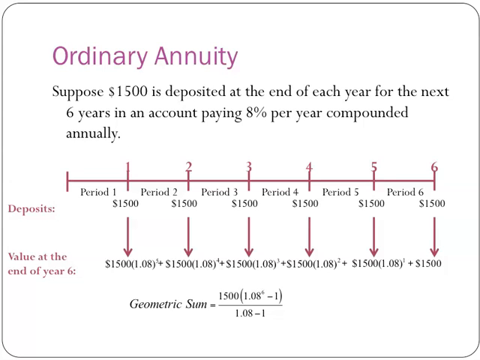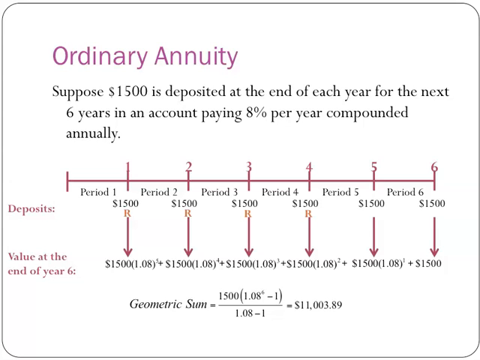Now again, you can always find every single amount and then add them all together. You should get the same answer. But if, say, you're talking about 20 years, you probably don't want to find every single amount at the end of each period, and instead you may want to simply find the geometric sum using this formula. So this ends up being $11,003.89.